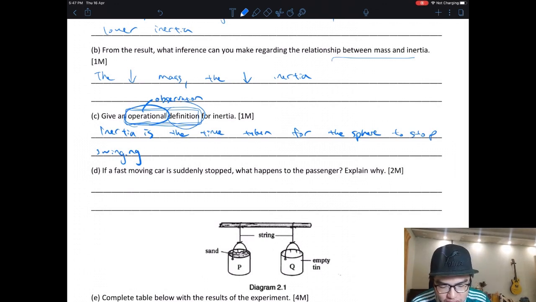All right. So D, if a fast-moving car is suddenly stopped, what happens to the passenger? They are thrown forward. Why? Because the passengers have inertia.